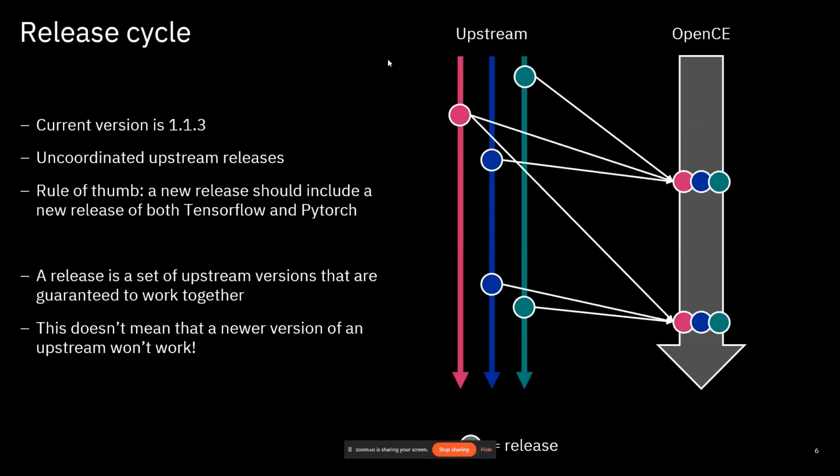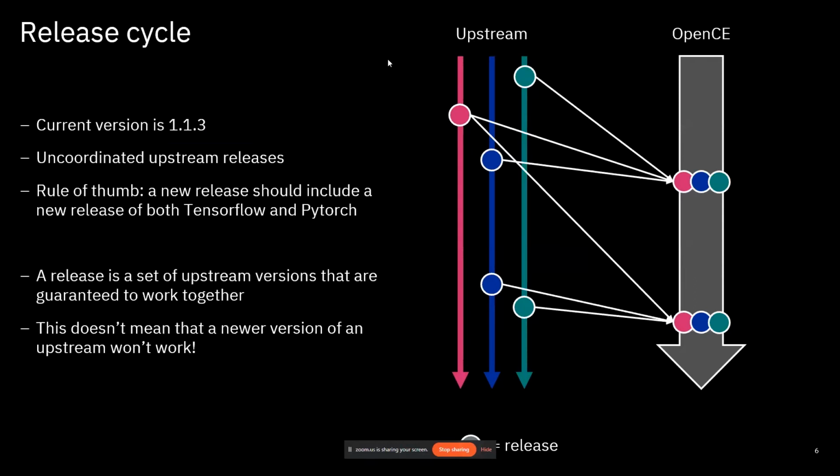Let's have a quick look at the release cycle. The current version is 1.1.3, and the basic idea is that a new release of OpenCE should include a new release of both TensorFlow and PyTorch. So it roughly follows the release cycle of the major projects.